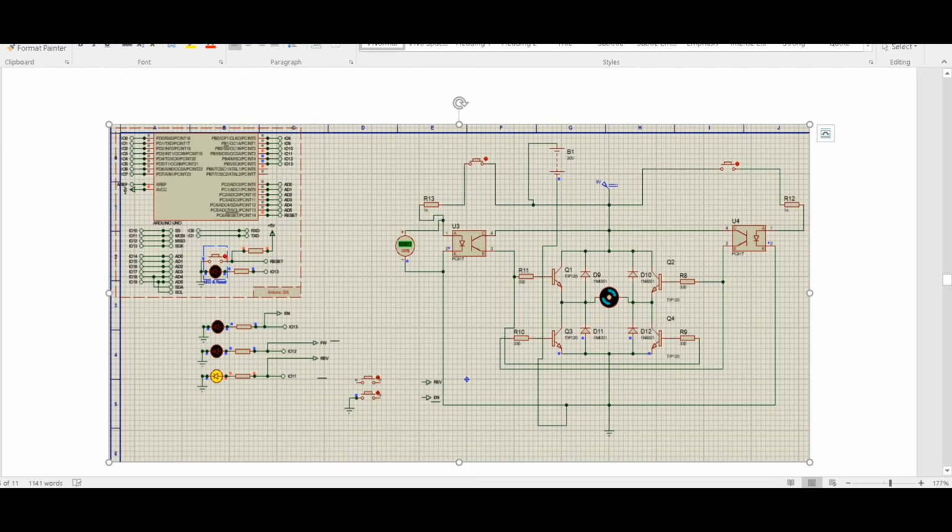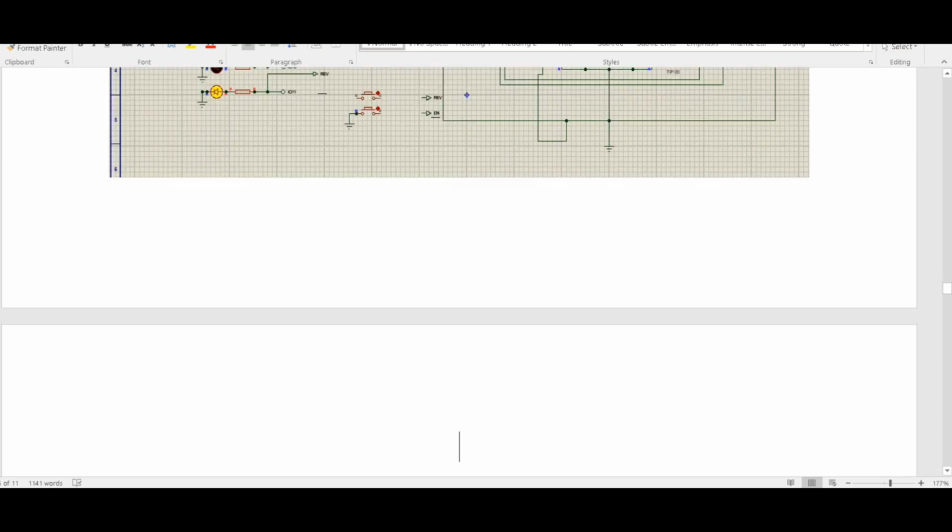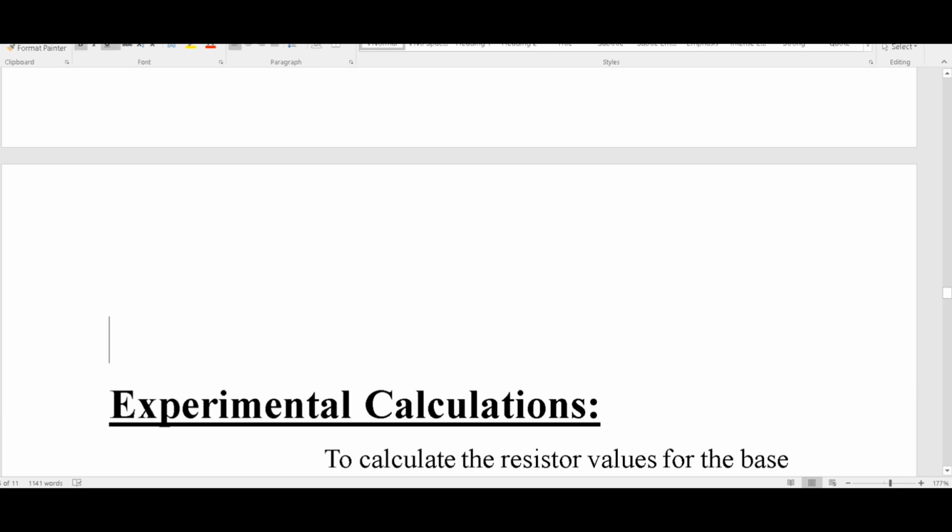Now, moving on to the second diagram. You see, when one switch is closed, only one LED is working, making the motor rotate anti-clockwise, you know. The motor was rotating in a clockwise direction. Now here the motor is rotating in an anti-clockwise direction.